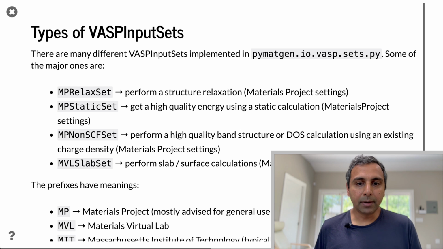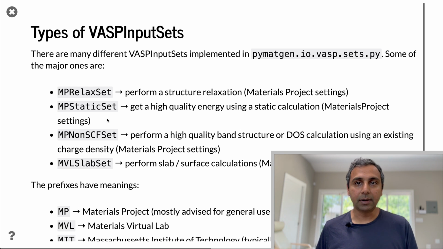So let's briefly talk about the types of VASP input sets that are in pymatgen. Some of the major ones are called MP relax set. So this one does a structure optimization to optimize the lattice parameters as well as the atomic positions of your crystal. The MP static set is largely used for high quality energy calculations as well as to get a good charge density. And then the non-self-consistent field calculations are typically used for band structure or density of states plots. And then finally, this MVL slab set is typically used for surface calculations.